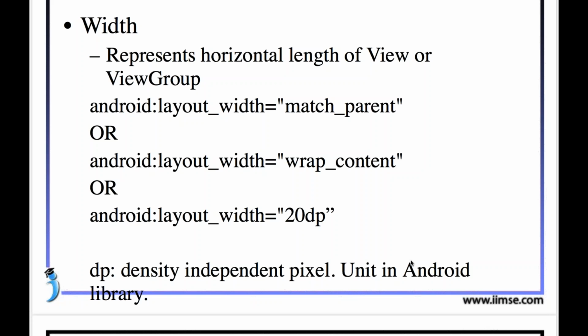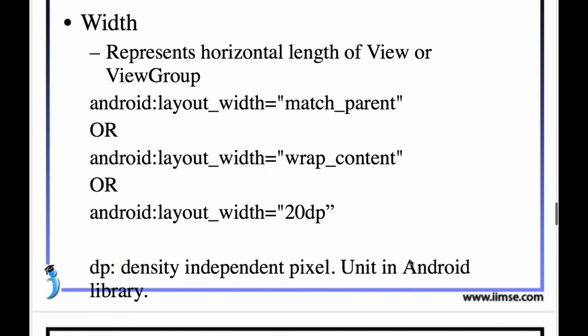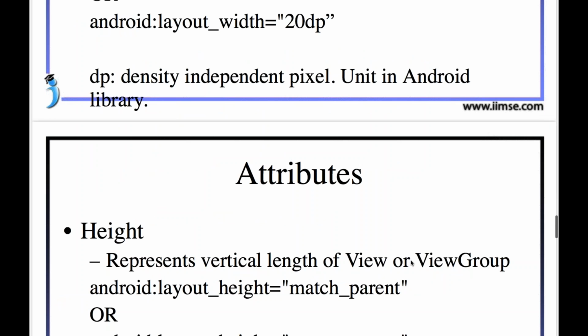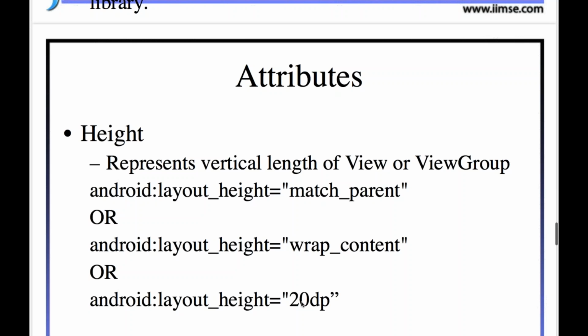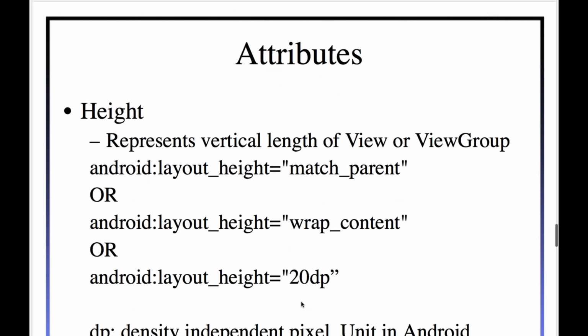Next is the height. It represents the vertical length of your component or layout. It has the same values as the width. With match_parent, it will take the screen height as the value for your component. So android:layout_height is the syntax, and here you can set the value as match_parent, wrap_content, or a fixed height. Again, DP stands for density independent pixel.